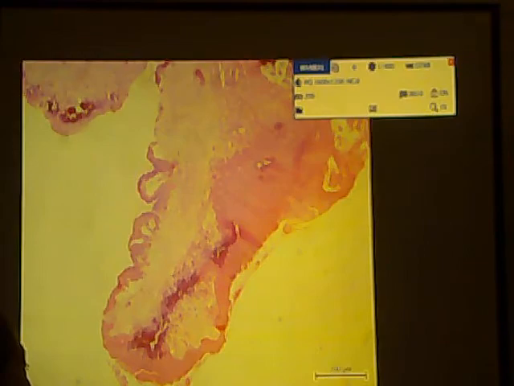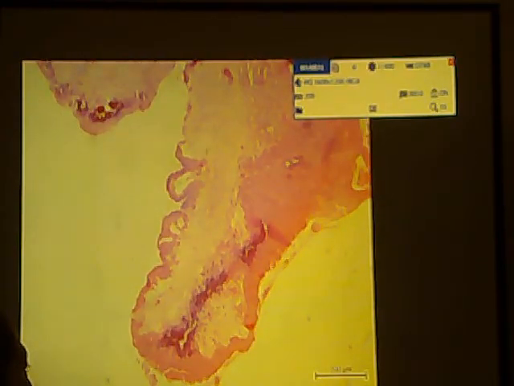Okay. So this is the valvular area. And what are those dark pink to violet structures?